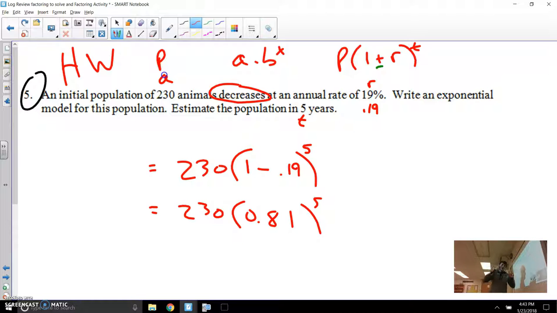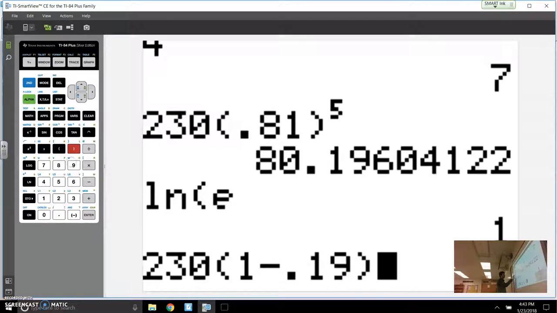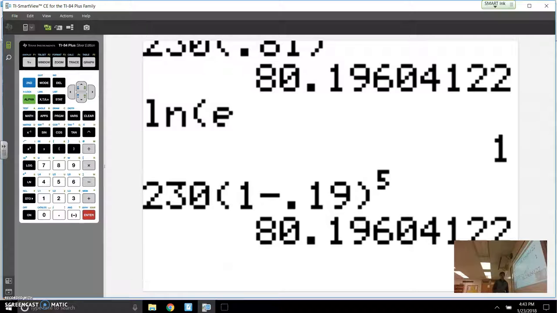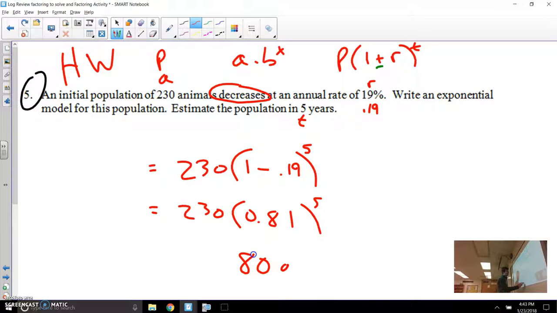you're retaining 81% of the original 230 every year. So it's going down, but you are getting 4/5 of it almost. Okay? 81%, it's close to 4 out of 5. But you are getting less every single time. So I'm going to put this in the calculator. 230, parentheses, you could do 1 minus 0.19 raised to the 5th, but that would be the same as just doing 0.81. So we're looking at around 80, maybe 80.2, okay? But because we're talking about like initial population in 5 years, I may just say 80 animals, okay?